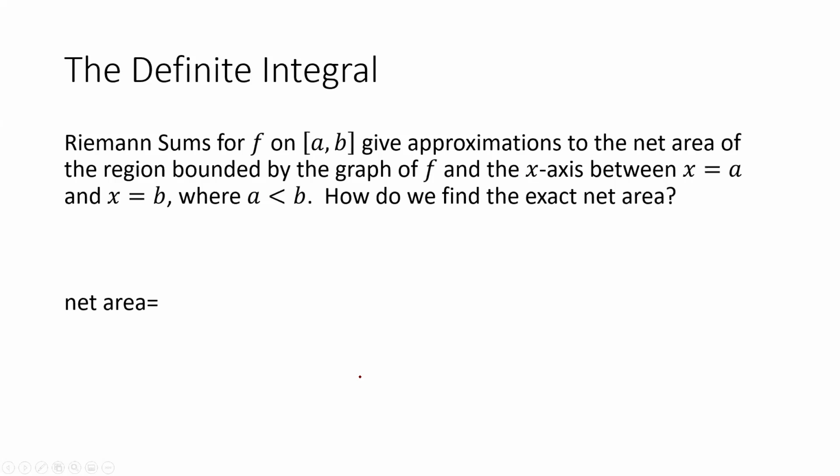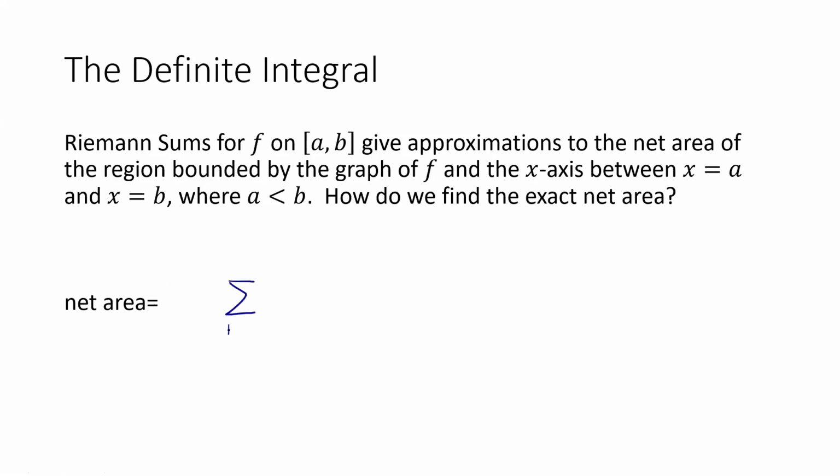Okay, actually here we're going to define the definite integral first. It says the Riemann sums for f on [a, b] give approximations to the net area of the region bounded by the graph of f and the x-axis between x equals a and x equals b, where a is less than b. So how do we find the exact net area?